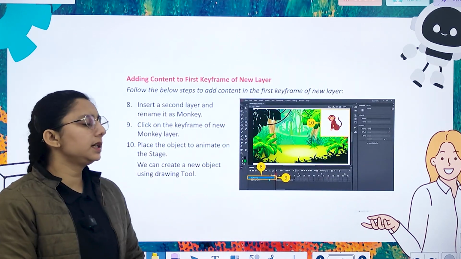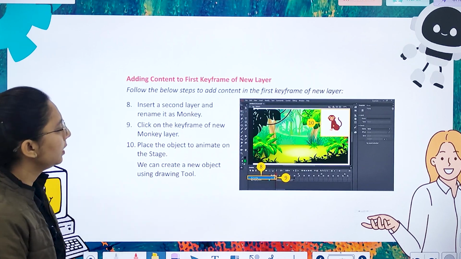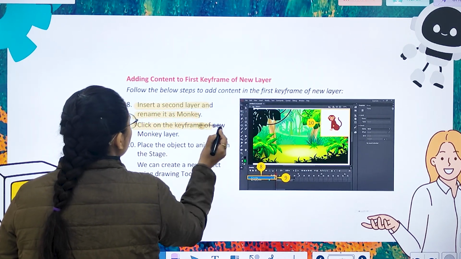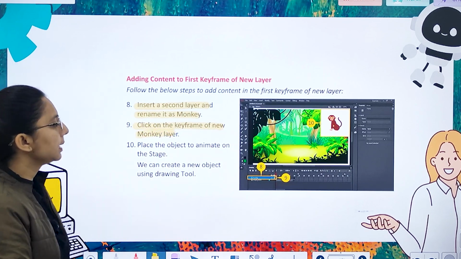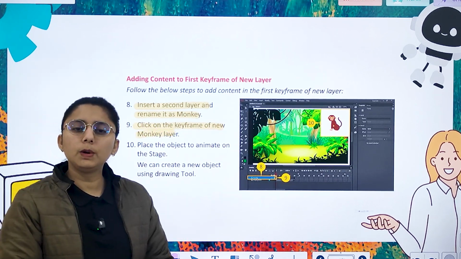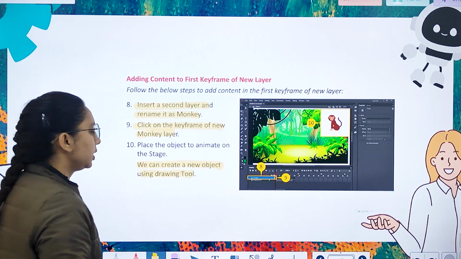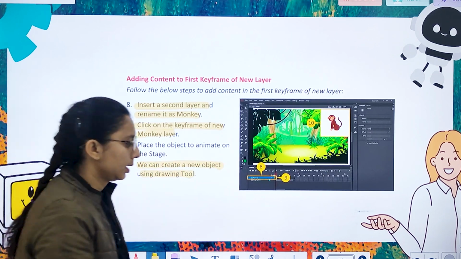Next is adding content to the first keyframe of a new layer. So insert a second layer and rename it as monkey. Click on the keyframe of the new monkey layer. Place the object on the stage to animate, and we can create a new object using the drawing tool.